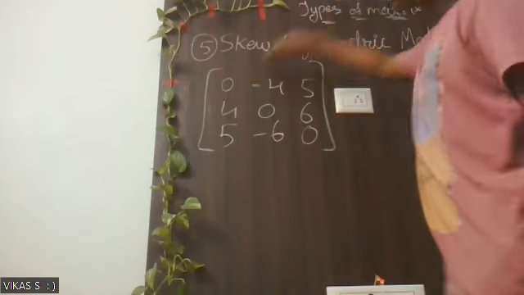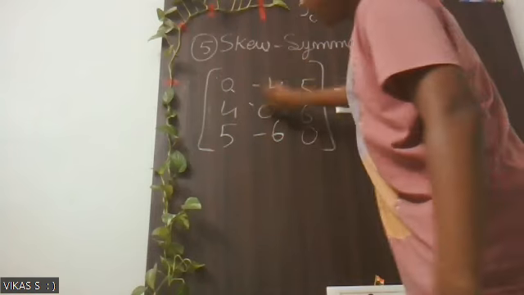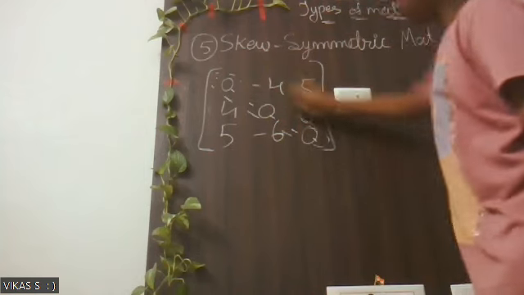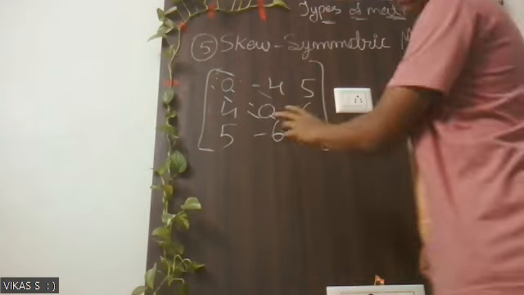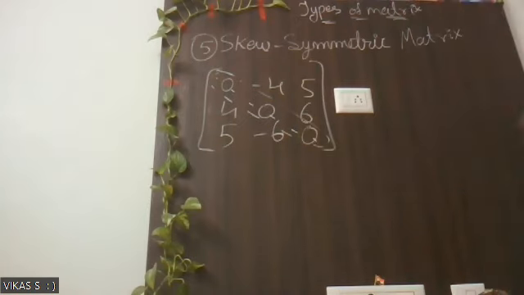And in skew symmetry, the second difference is that the principal axis is 0. The principal axis which is present, that will be 0. Okay.